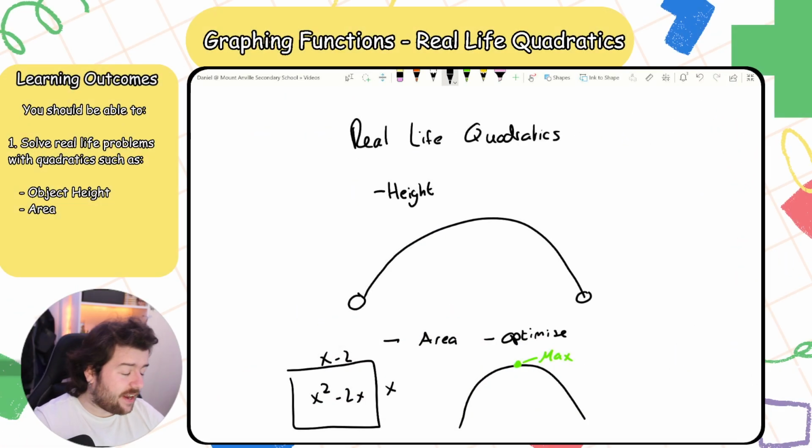Okay, so in this video, we are going to be looking at some real life quadratics, right? So we're going to look at two exam questions from the Junior Cert. So we're going to look at real life quadratics. What do we use quadratics for?